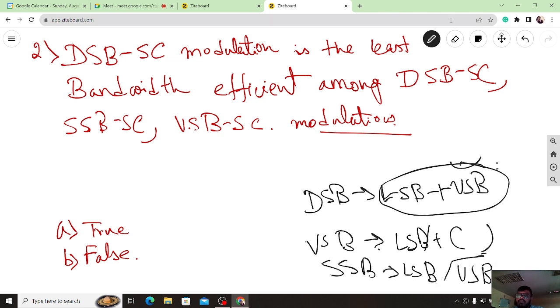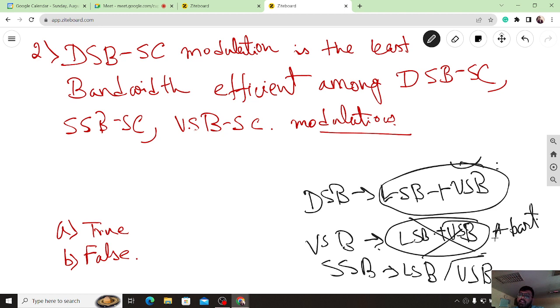This is also the same. In VSB we do not take LSB plus USB. A part of that is getting taken. So basically, this is the least efficient in terms of bandwidth. So the option is true.